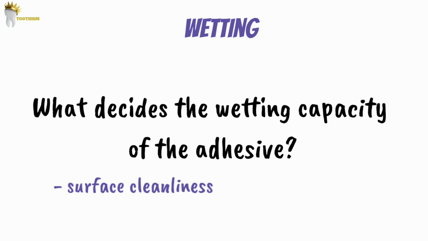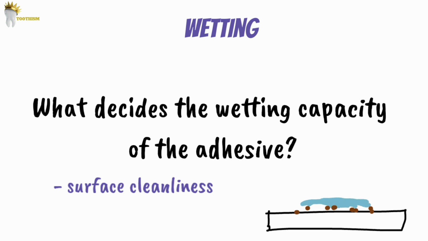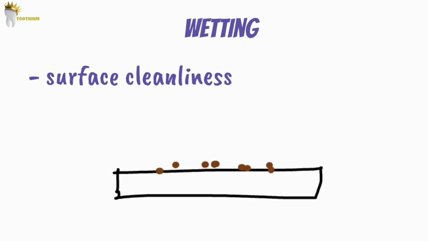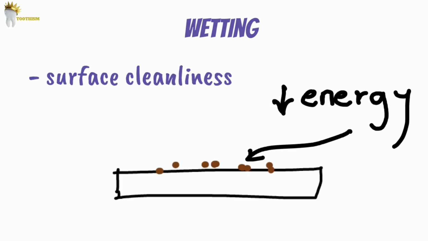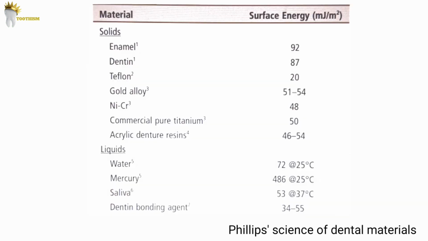For example, the surface has to be clean. If there are any impurities on the surface, it will be difficult for the adhesive to properly wet or properly flow on the surface. Remember that when there are impurities, the surface has lower energy than a clean surface. And when the surface energy is low, it prevents any wetting by the adhesive. Here in this table, you can see the surface energy of Teflon is very low. So it cannot be wet satisfactorily by most dental adhesives.